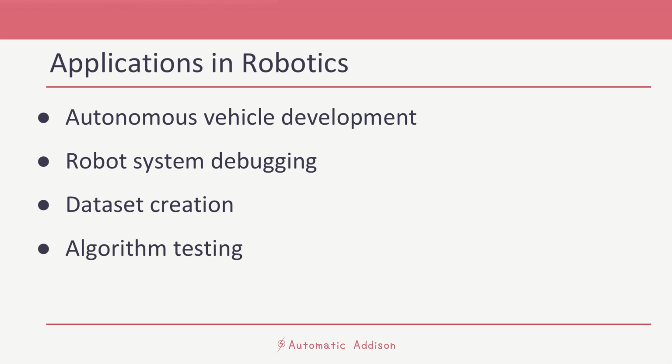We've also got robot system debugging. So when troubleshooting issues with the robot, ROS2 Bag can be used to record data from various topics during the occurrence of the problem. This recorded data can be analyzed later to identify the root cause of the issue and facilitate debugging efforts. We've also got dataset creation.